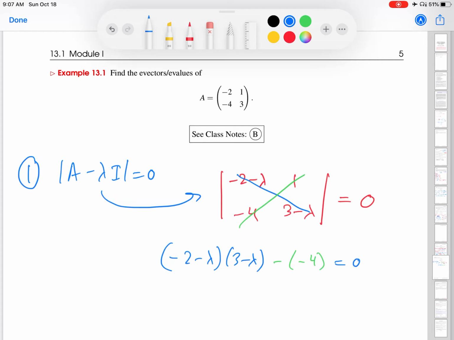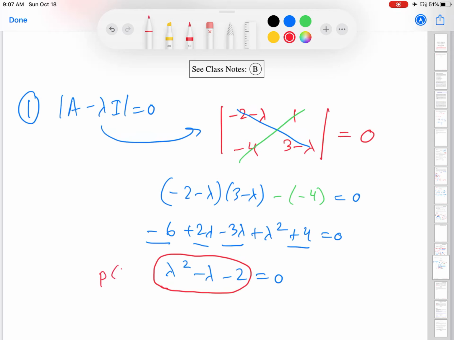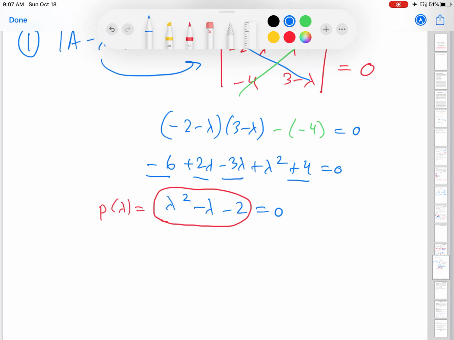So I'm going to multiply things out a little bit. I get -6 plus 2 lambda minus 3 lambda plus lambda squared plus 4. And then simplify a little bit: lambda squared, -3 lambda plus 2 lambda, that's minus lambda, and then -6 plus 4, that's -2, equals 0. By the way, this second degree polynomial is p of lambda. This is the characteristic polynomial for this matrix. So my job now is to solve this for lambda to find the roots of this polynomial.